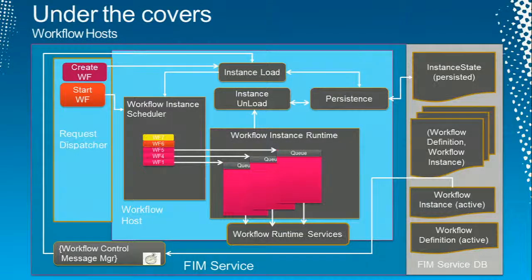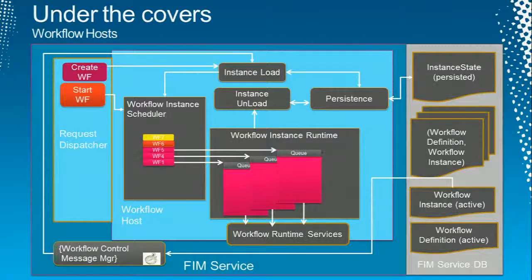Along the right-hand side, we're going to see that there are 4 elements to where workflows live within the FIM service database. The instance state is the data that Workflow Foundation itself manages around the workflow. When you tell a workflow instance, persist yourself, it'll serialize itself into effectively a byte array, and the FIM service instance will put it up into the instance state. That's opaque to the FIM service. The FIM service doesn't know what's going on in there. That's managed entirely by Workflow Foundation. The workflow definition and workflow instance objects are visible to the FIM system.